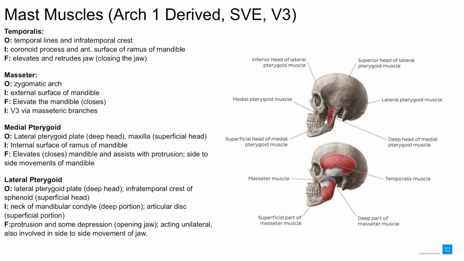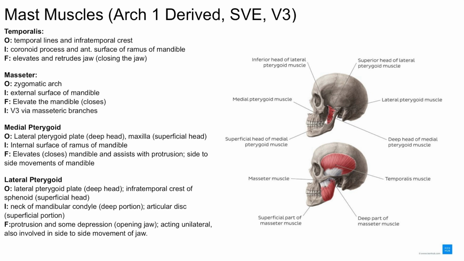Next is the masseter, which originates from the zygomatic arch and inserts on the lateral surface of the mandible. And its primary function is elevation of the mandible, making it one of the strongest closers of the jaw. It's innervated by branches of V3, specifically the masseteric nerve, and is heavily involved in forceful biting.